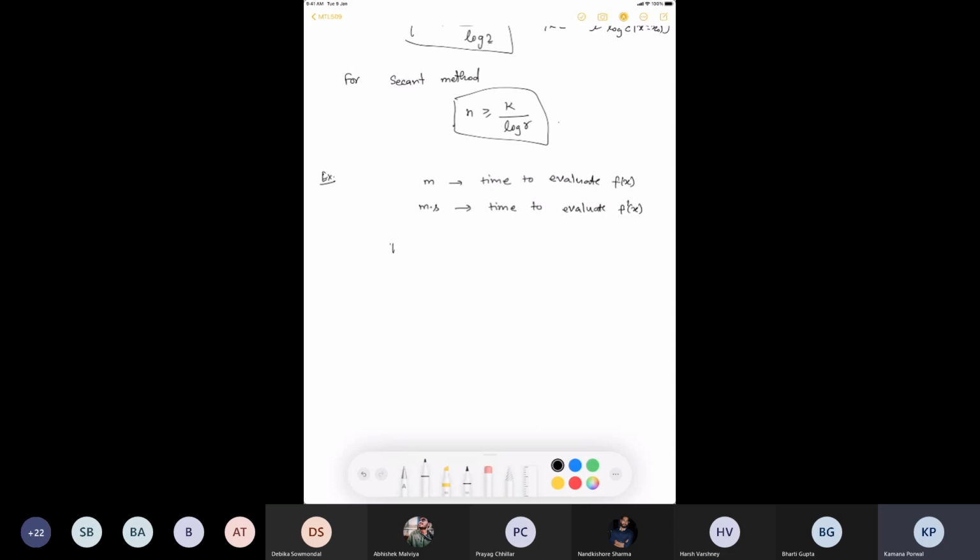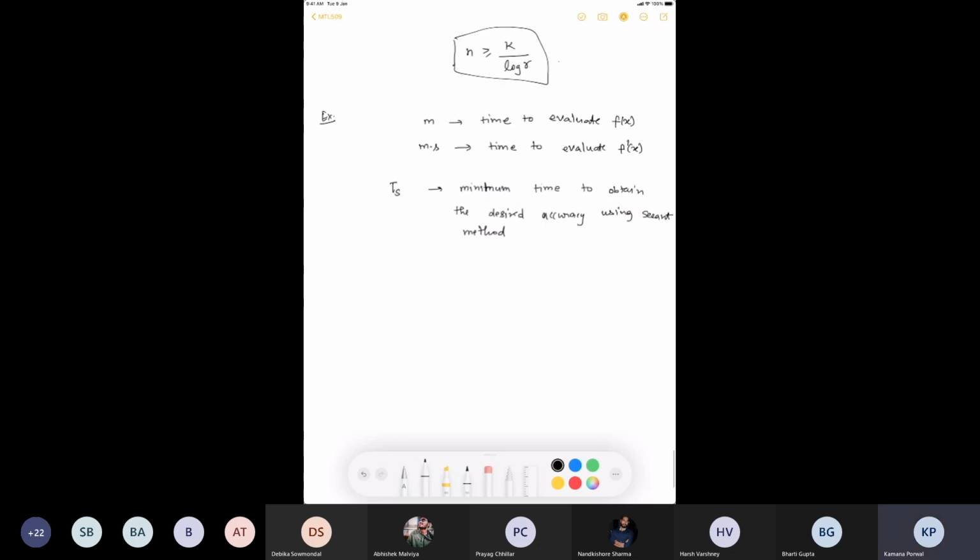Denote by Ts the minimum time to obtain the desired accuracy using the secant method, and Tn the minimum time to obtain the desired accuracy using Newton's method.